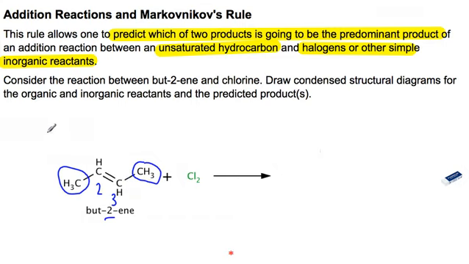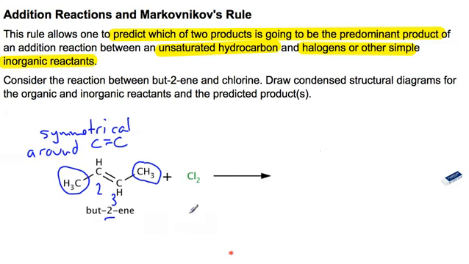And so we can classify this alkene as symmetrical around the double bond. That's an important point to realize. That symmetry is going to affect how the reaction plays out. So that's our organic reactant. But-2-ene is a symmetrical organic reactant.